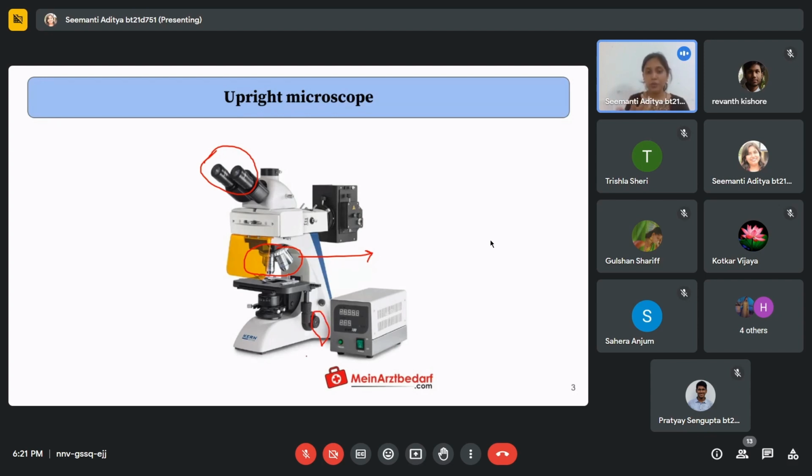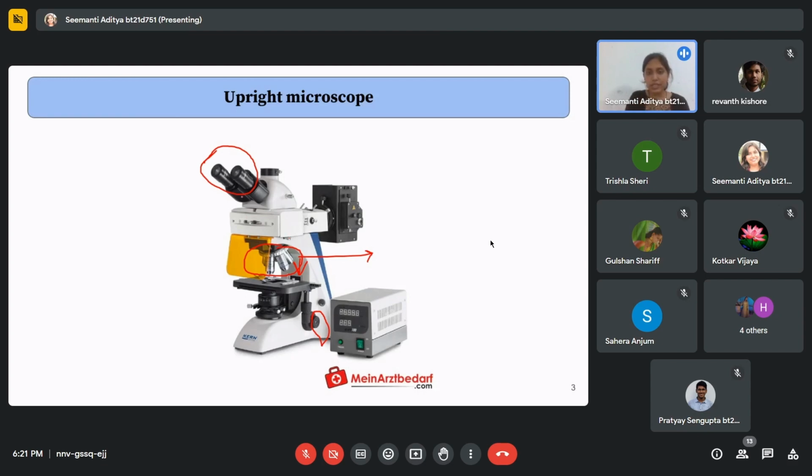There could be two knobs, one is coarse adjustment and one is fine adjustment. Coarse adjustment is to focus. Sometimes you will see that the objective goes down. If we are coarse adjusting it, this objective is going to go down and come near your cells or near your plate where you have the cells.